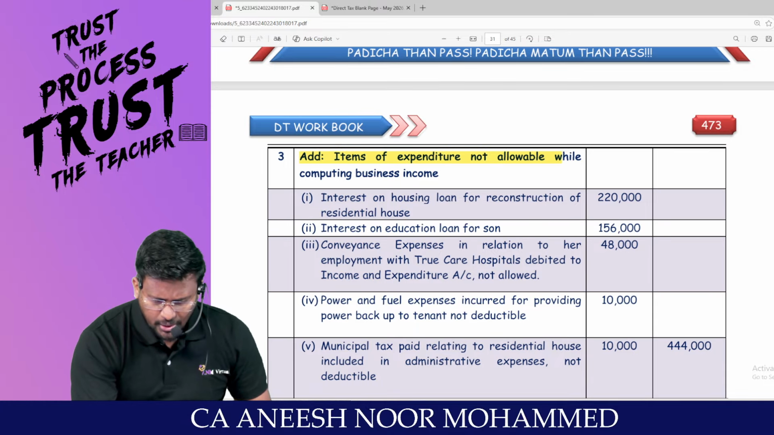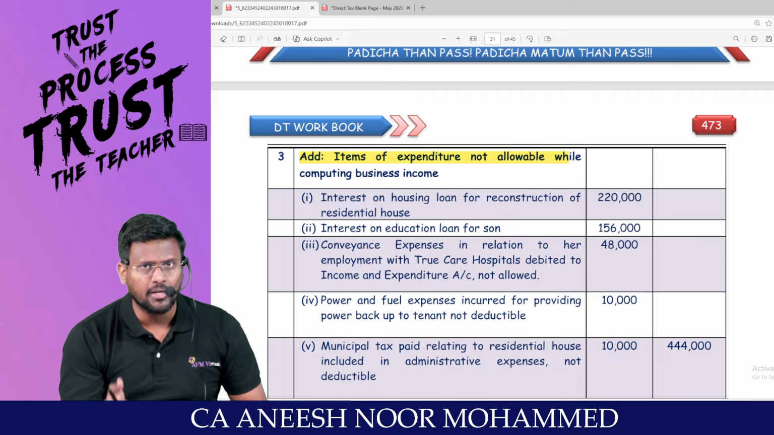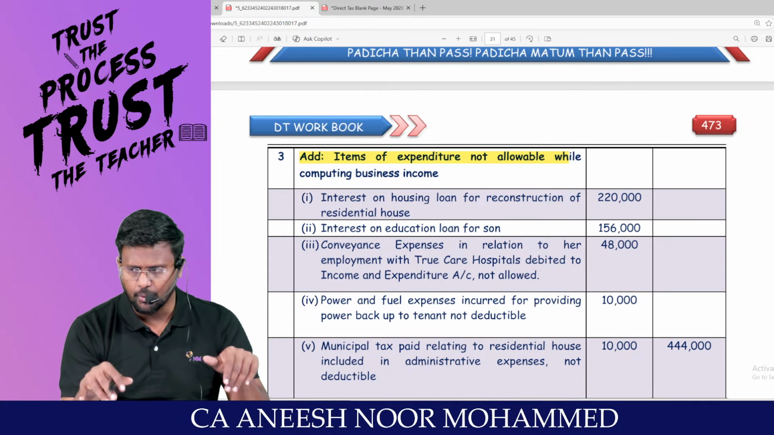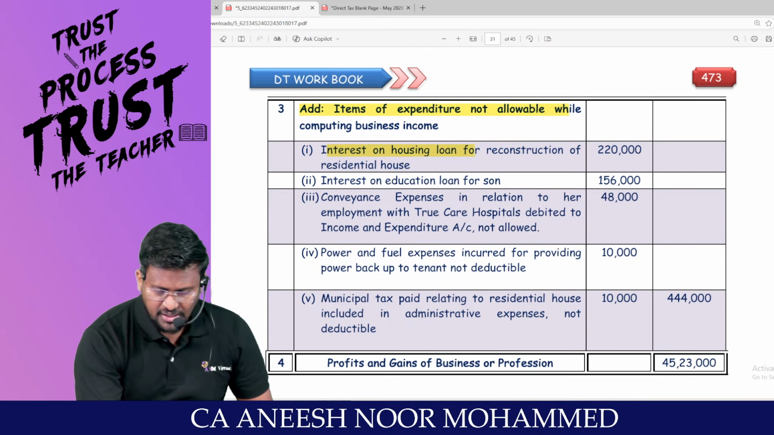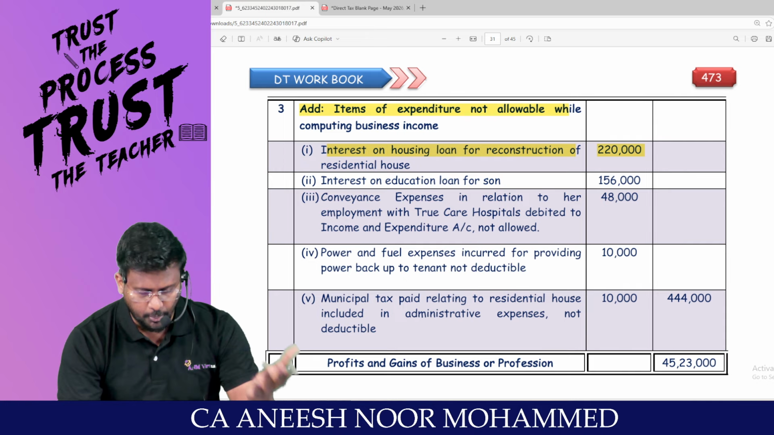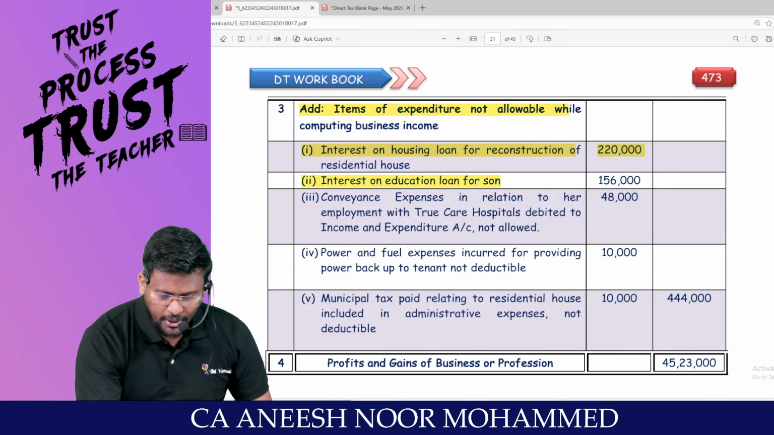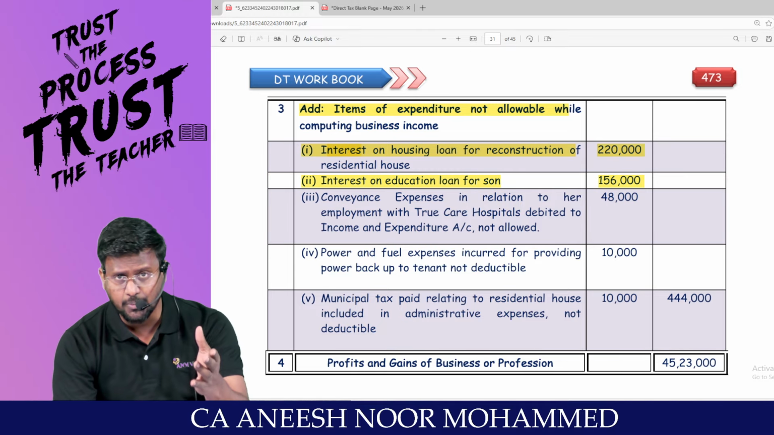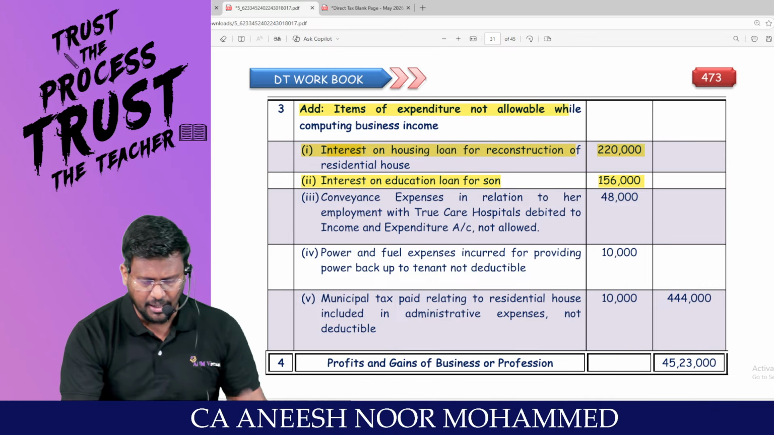My dear lovable students, this item has been unnecessarily debited to the P&L account. Because of that, the net profit would have come down. It should be added back. For example, interest on housing loan. It's an IFHP item, not a PGBP item. Should be added back. Interest on education loan for son. It's a personal expenditure and should not be debited to P&L. Should be added back.